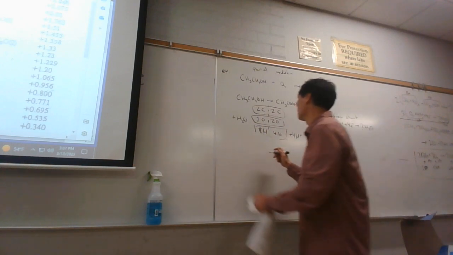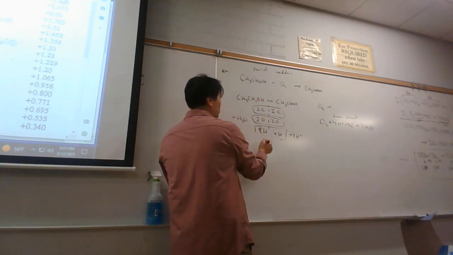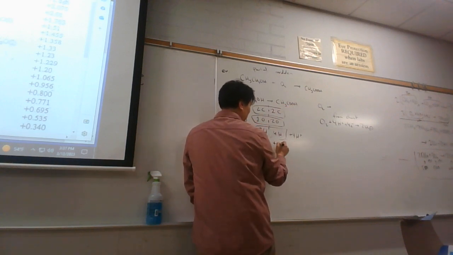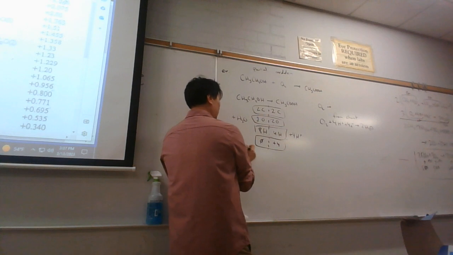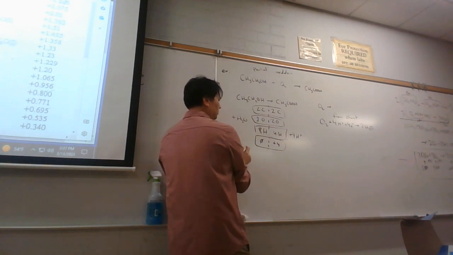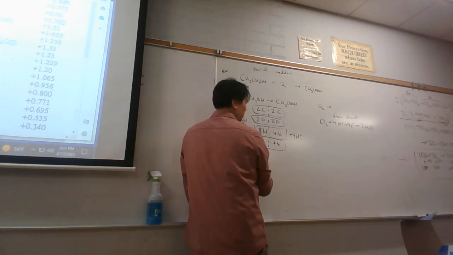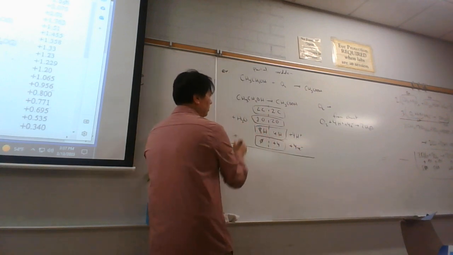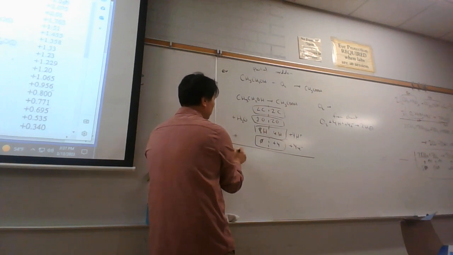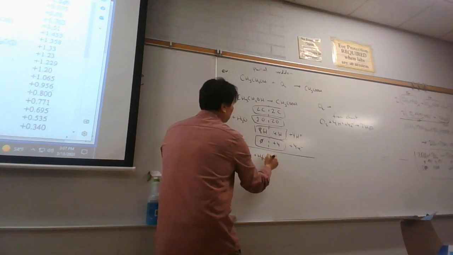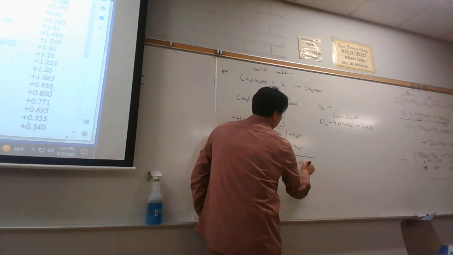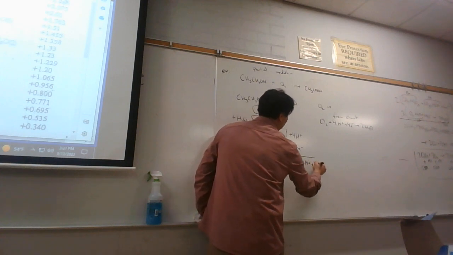Then I got to balance the charge. Ethanol is neutral, water is neutral, so that's 0. Acetic acid is neutral, H plus is plus, so it's plus 4. And then I'm going to add what? To which side? Right side. And so the balanced half reaction here is going to be ethanol plus water yields acetic acid plus 4H plus 4 electrons.